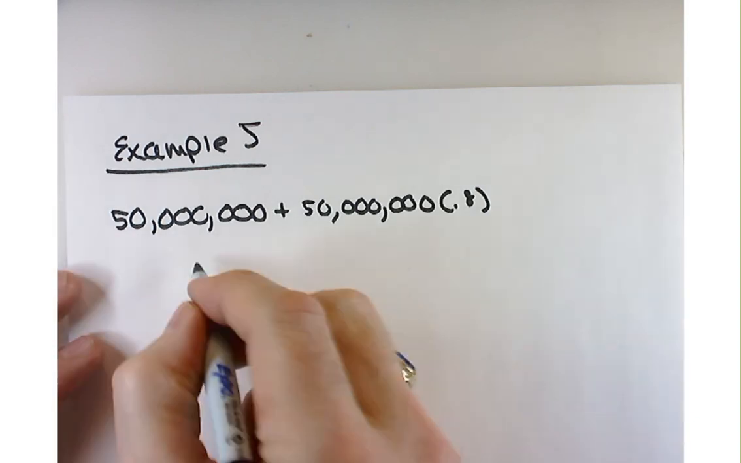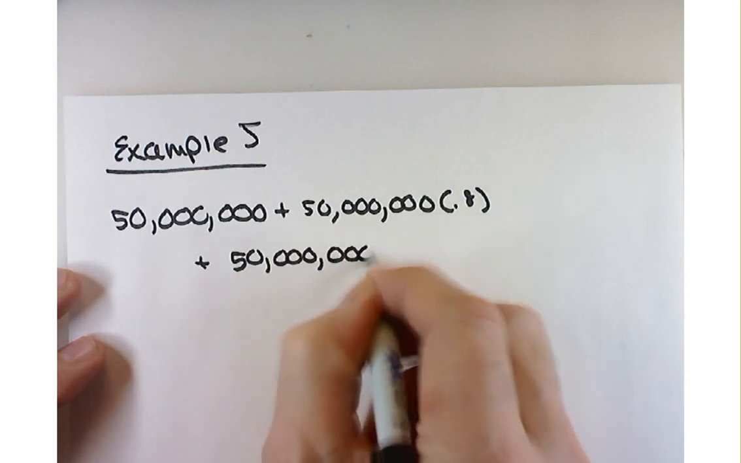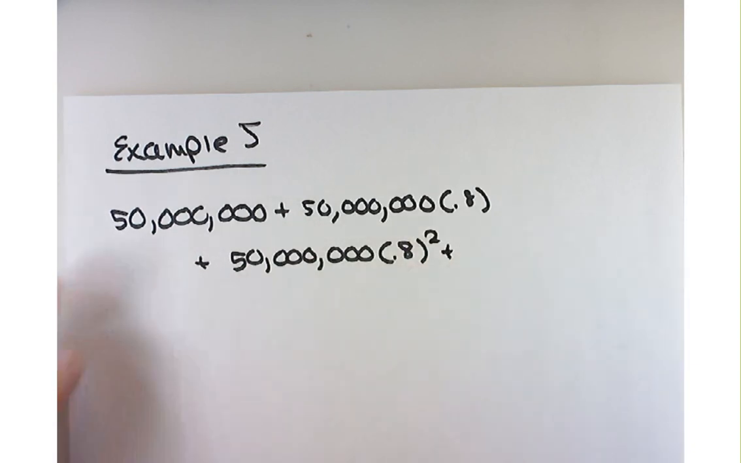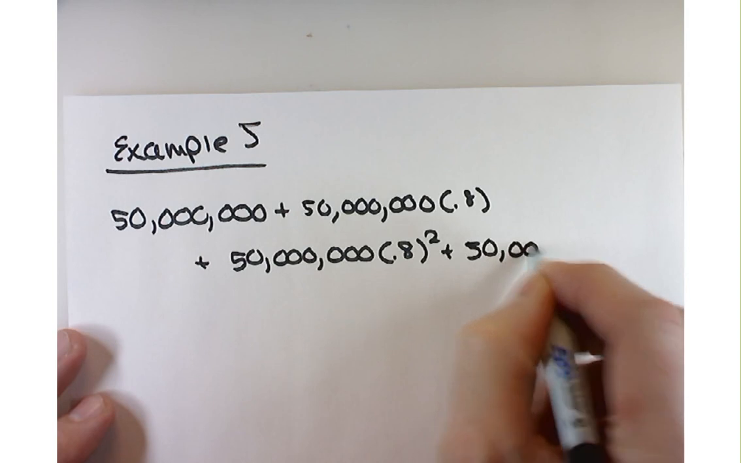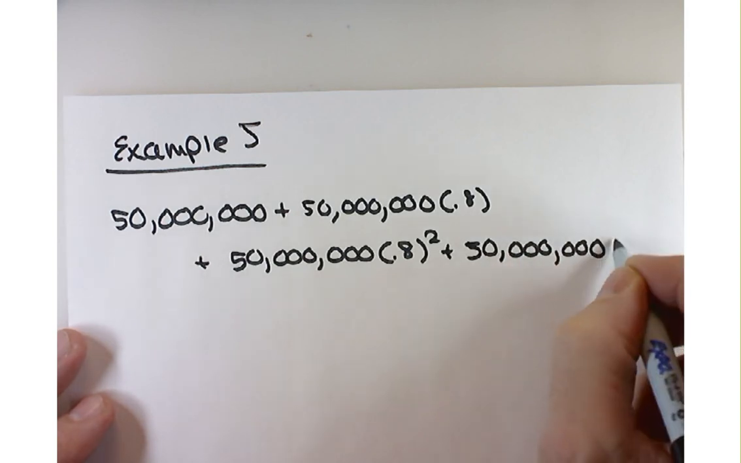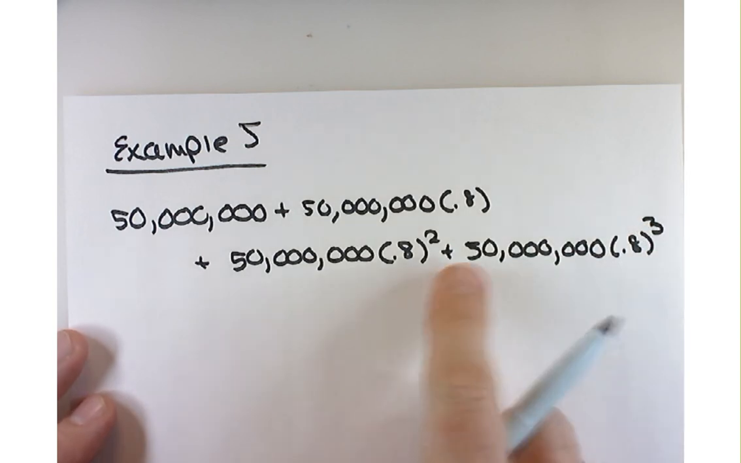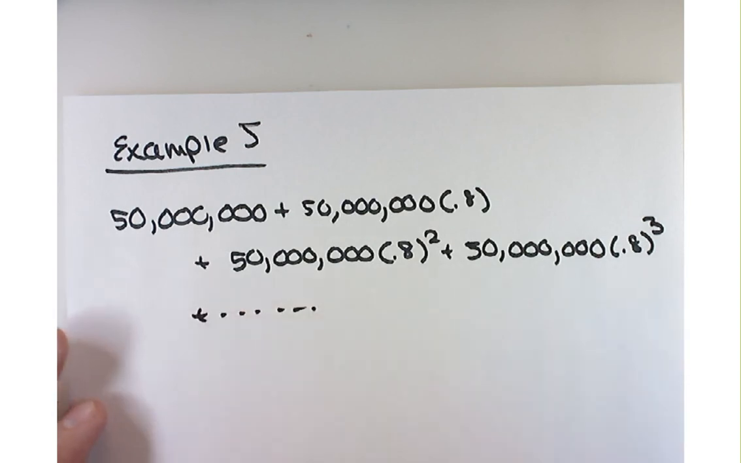And then that money gets respent again. So it's 50 million times 0.8 times 0.8 again, or 50 million times 0.8 squared. Can anyone guess what the next term would be? Yeah, and it gets respent again and again and again, and so on, all the way down. So what's the net economic impact of that initial $50 million?